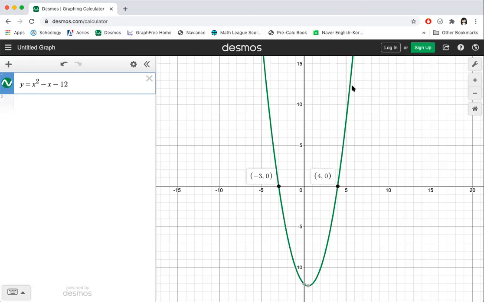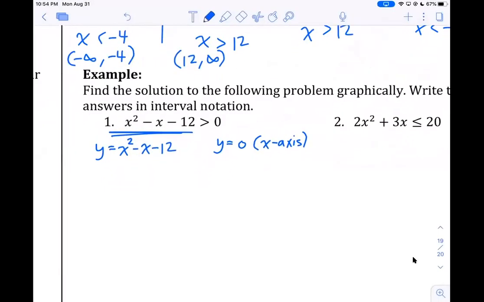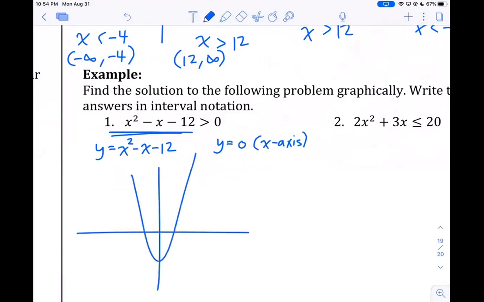Back to here. Okay, so this question, we would say, so the graph kind of looked like this. So where is it higher than the x-axis? Here and here. And so that is -3 here on this point, and then 4 here. So we would write it in interval notation, -infinity to -3.